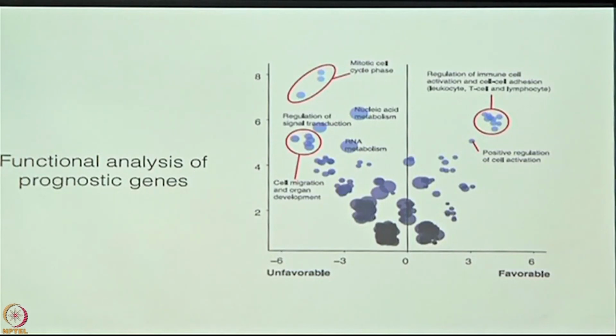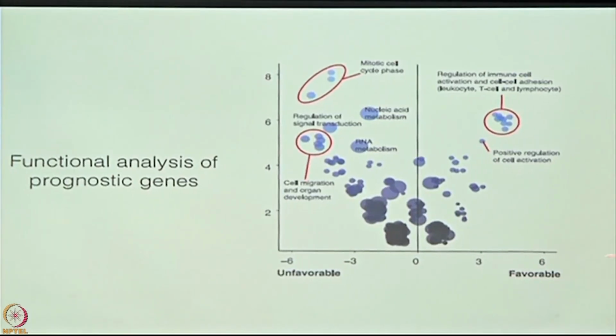Take a look at this chart. These are the unfavorable indicators, these are the favorable indicators. In the unfavorable indicators, the most impressive one was the mitotic cell or the cell cycle phase, which we know for a fact also. We've seen that as well, even before these tools were available, that tumors which are rapidly dividing will be an unfavorable indicator. So that much was proved. On the favorable side, it was mainly the regulation of immune cell activation.